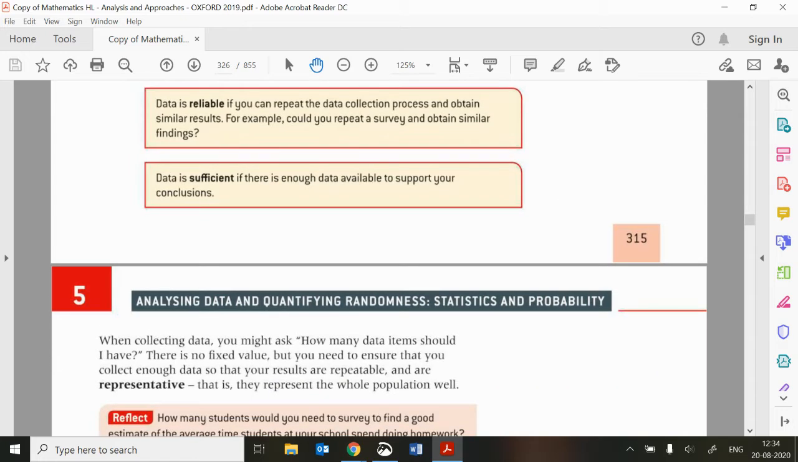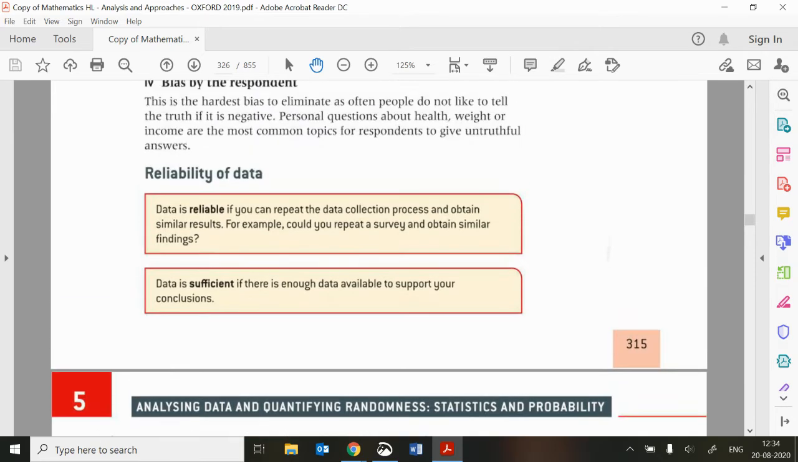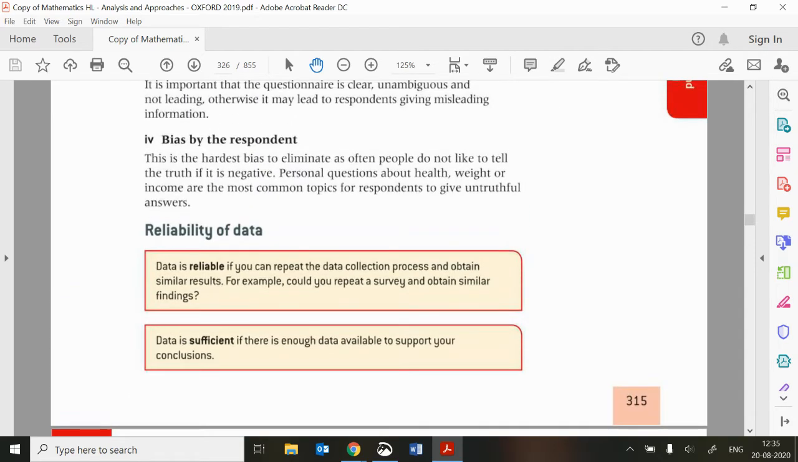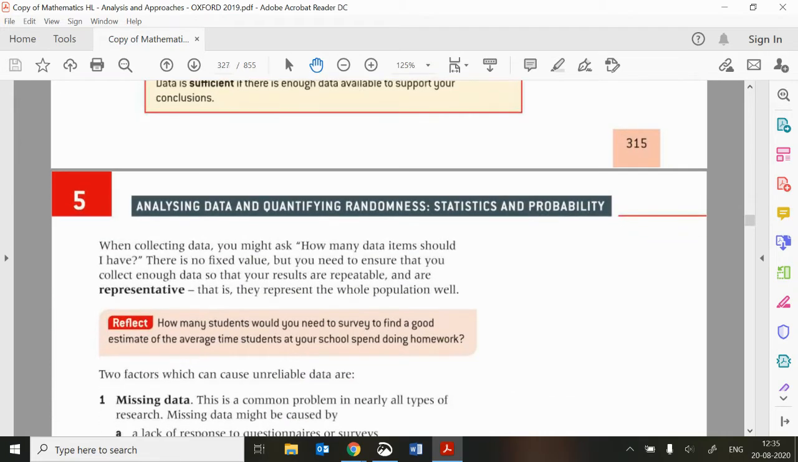And again, it says the data is sufficient as well. So the definition for sufficient: if there's enough data to support your conclusions. Okay, well, again, this is not your normal kind of mathematics. There's a lot of definitions here before we actually get into analyzing the data. And it's worth jotting down these points and coming up with some notes for yourself.